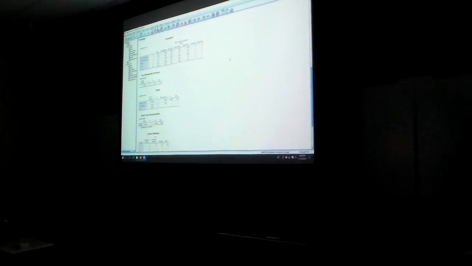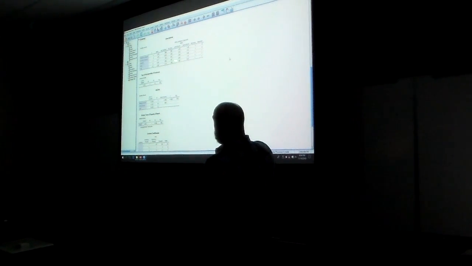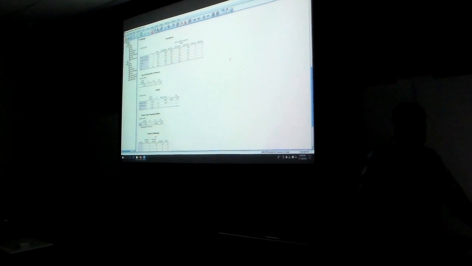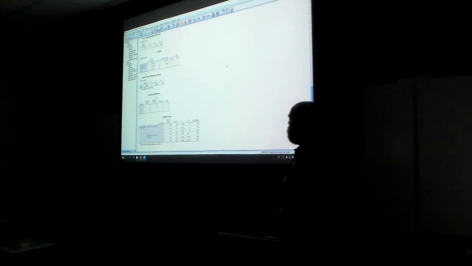All right. So, this is redundant, this is redundant, this is redundant, this is redundant. We've already looked at all that stuff, right? So we don't need to worry about that. But what we're going to go down through now is go through and take a look at our contrast table.